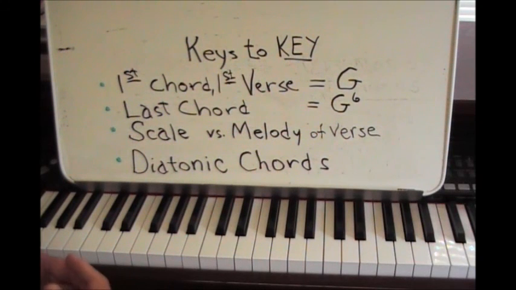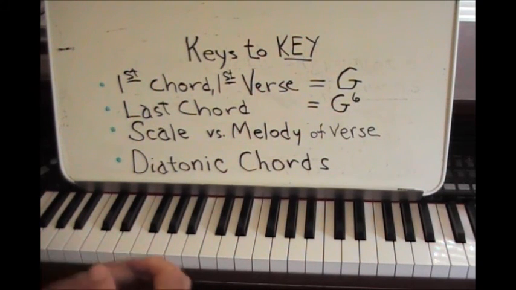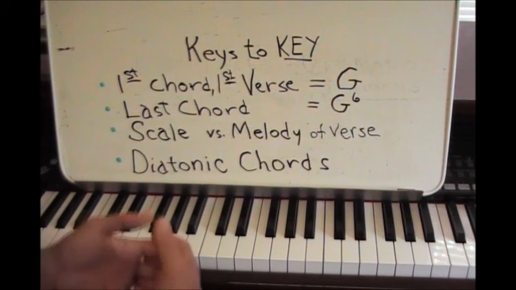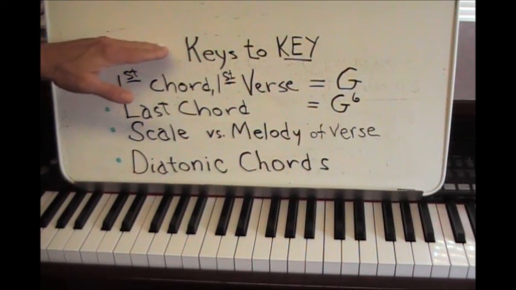In the next part of the video, I'll show you how to figure out what the diatonic chords are for any scale, and in particular we'll do it for G major and compare it to the chords in She Loves You. So for now, the key to figuring out the melody of a song is to figure out what key the song is written in.